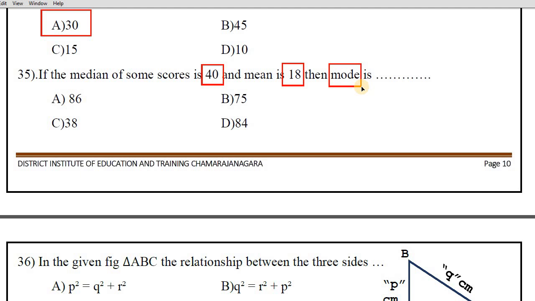Hence we wanted to use the empirical formula. So use the formula 3 median is equal to mode plus 2 mean, substitute the given values and simplify, it gives the answer 84. Option D is right.